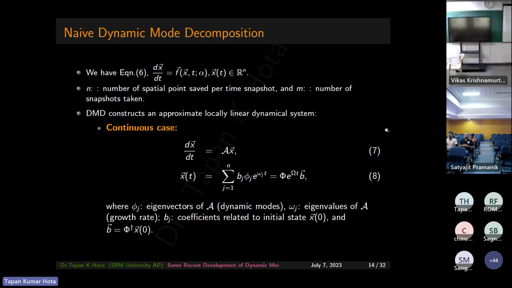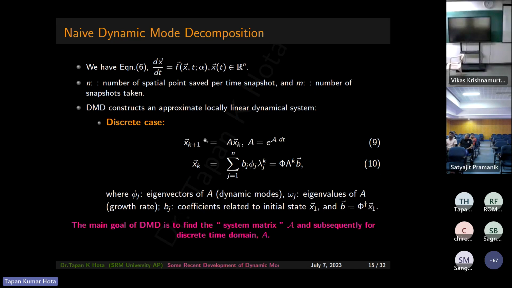But remember, your equation may be a nonlinear dynamical system. For the continuous case, you have this equation 7, and the solution can be decomposed, again by separation of variables, as the sum of bj phi j e to the power omega j t, or in compact form, capital Phi e to the power capital Omega t times the b vector. What are these phi j's? Phi j's are the eigenvectors of this continuous operator A, which we call the dynamic modes, and the omega j are the corresponding eigenvalues of A, which determine the growth rate. The bj are the coefficients related to the initial state, which can be determined as the Moore-Penrose inverse times the initial state. That is the continuous case.